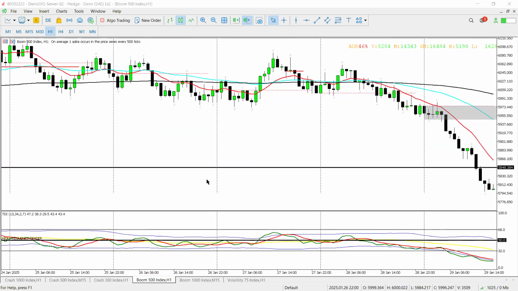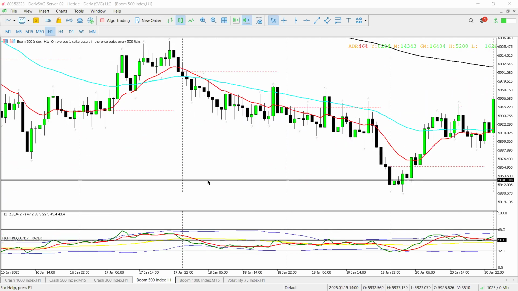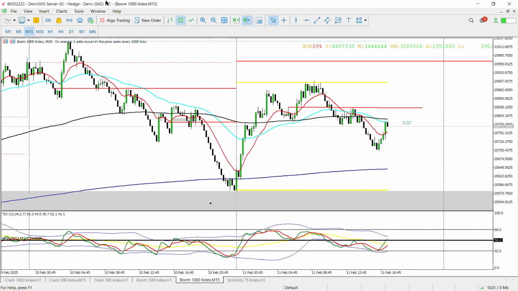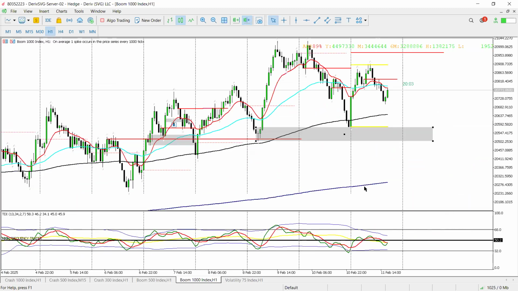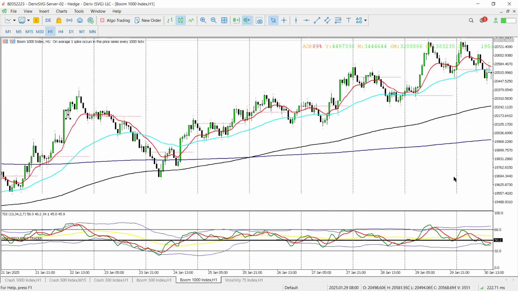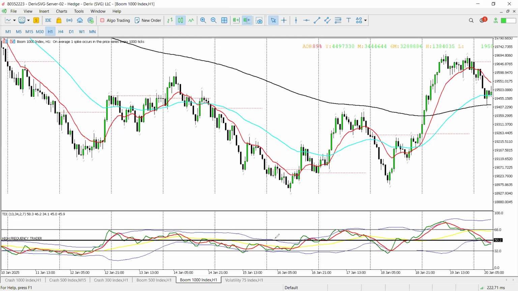So let's see if we can pinpoint another example. Okay, I think I've mentioned a couple of examples whereby you can use the TDI to confirm whether you are in an uptrend or a downtrend. So this is now B1000. Let's see if there's any example here. We've got a bit of an example here.